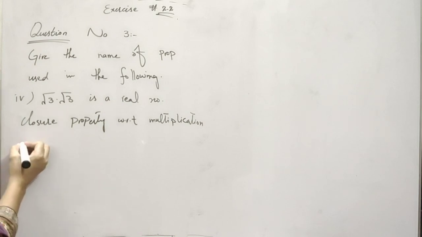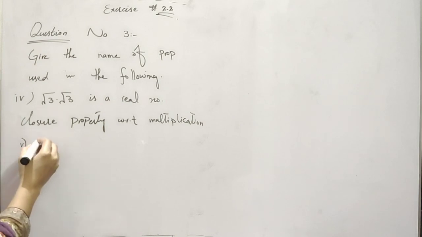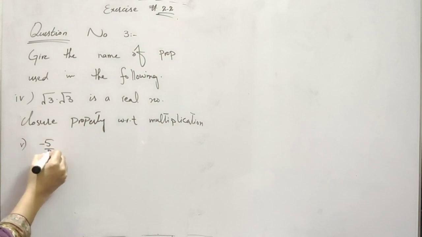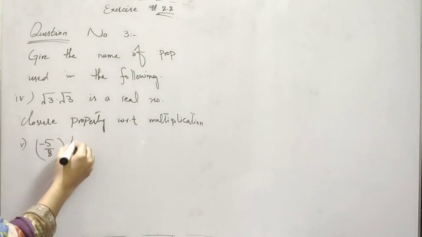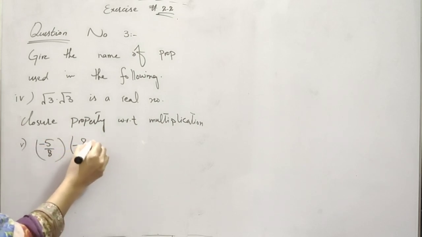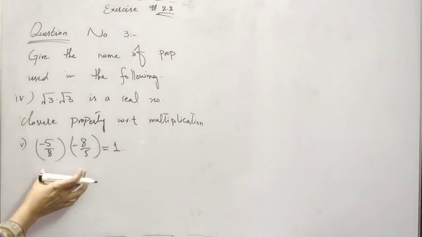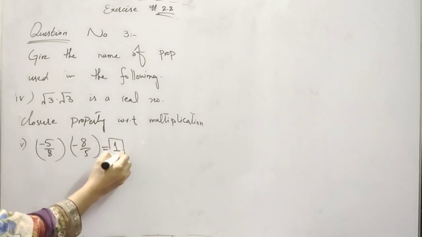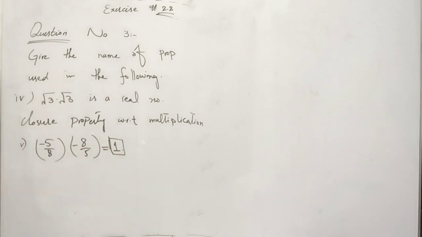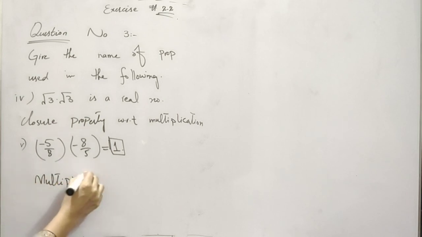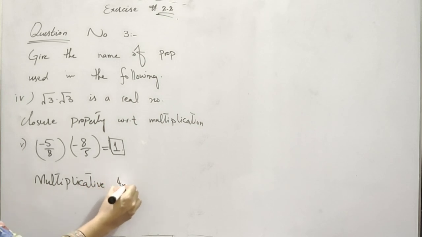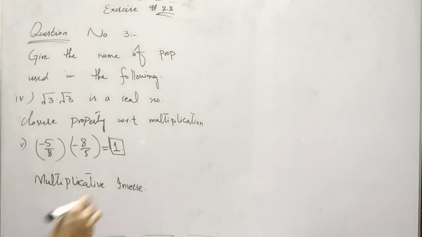Okay, now the fifth part is minus 5 by 8 multiplied by minus 8 by 5 is equal to 1. It means that we multiply two numbers and the answer is the multiplicative identity. It means that here the multiplicative inverse property is used.